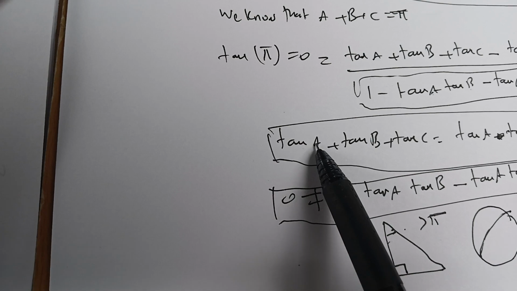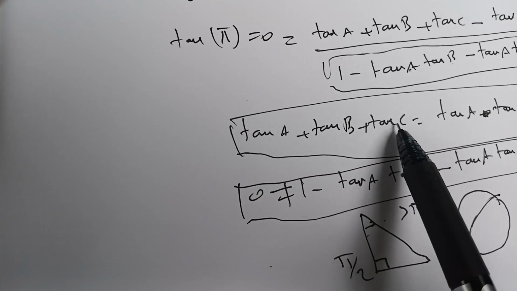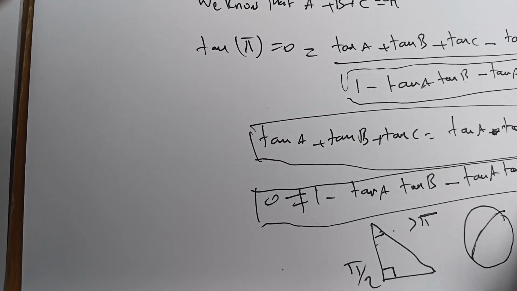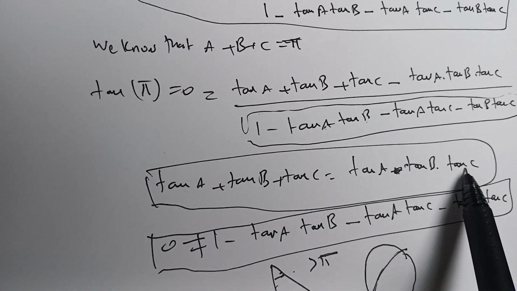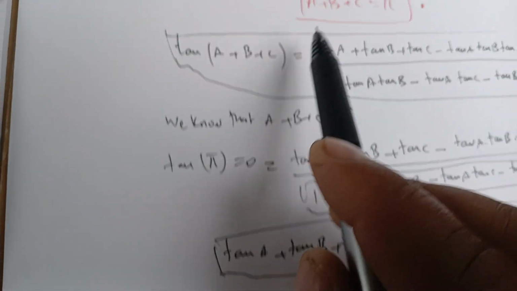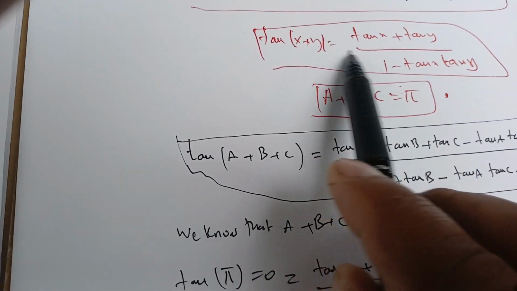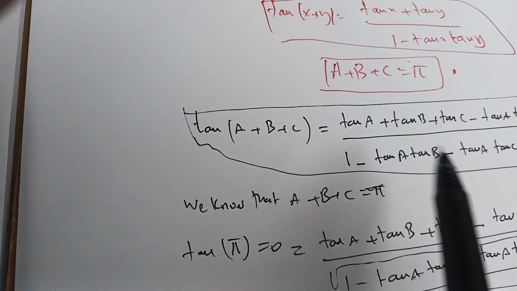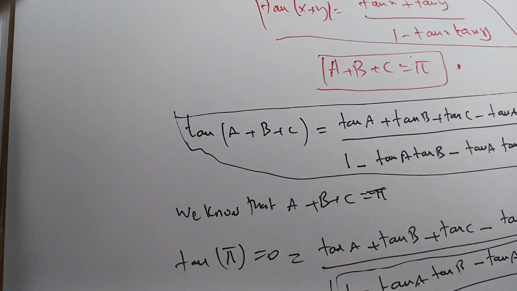Therefore, we have tangent A plus tangent B plus tangent C is equal to tangent A times tangent B times tangent C. Okay? So a good thing to do is prove this result here by working on this one. Or maybe I'll do a video where I can prove this one and get this one. Okay? Thank you very much. This will end the video.